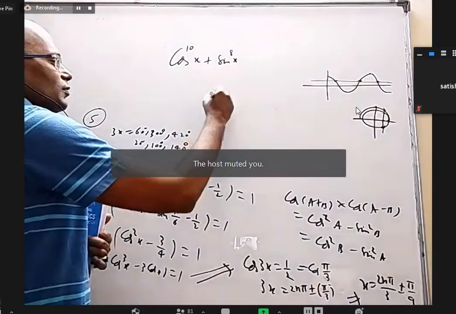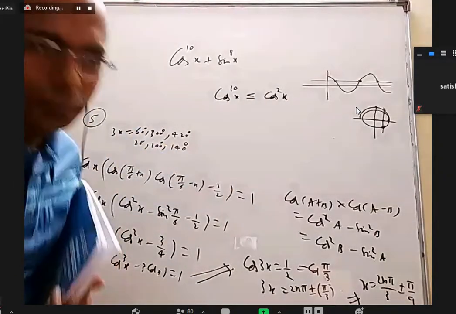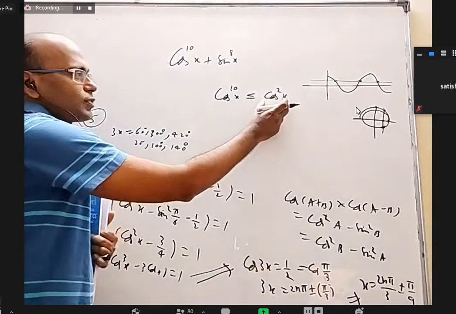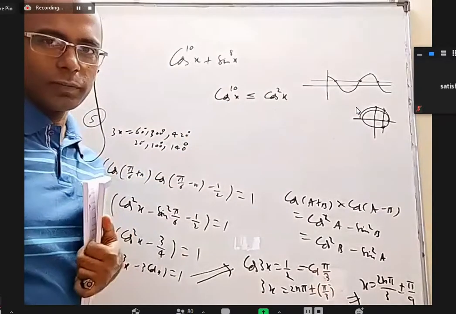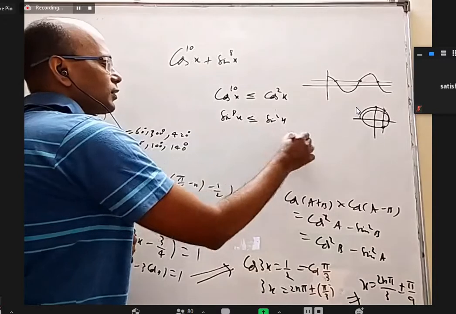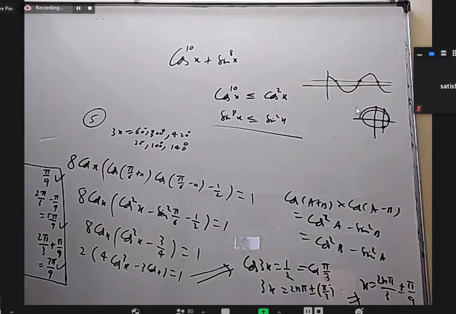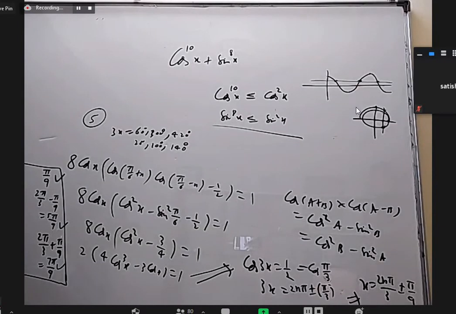I'll tell you one very easy way of writing. Cos power 10x is less than or equal to cos square x. Is it correct or wrong? Yes, sir, correct. Because you take a number between 0 and 1 and take power 5 of that. When you take a number between 0 and 1, the higher the power, the smaller the value. And sine power 8x is less than or equal to sine square x. Add these two inequalities. Less than or equal to 1. Right? Okay. So we may know that it is 1. Nothing wrong in having a feeling that the maximum is 1.